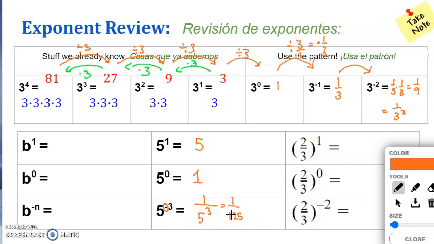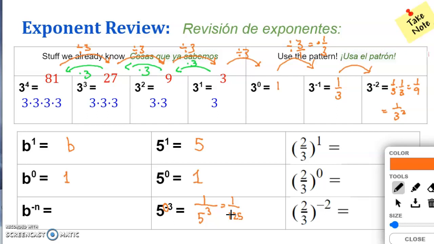Let's go to a more abstract variable. What is b to the power of 1? That is the same as just b. What is b to the power of 0? Anything raised to the power of 0, whether it's a variable or number, is always going to be 1. What about b to the power of -1?